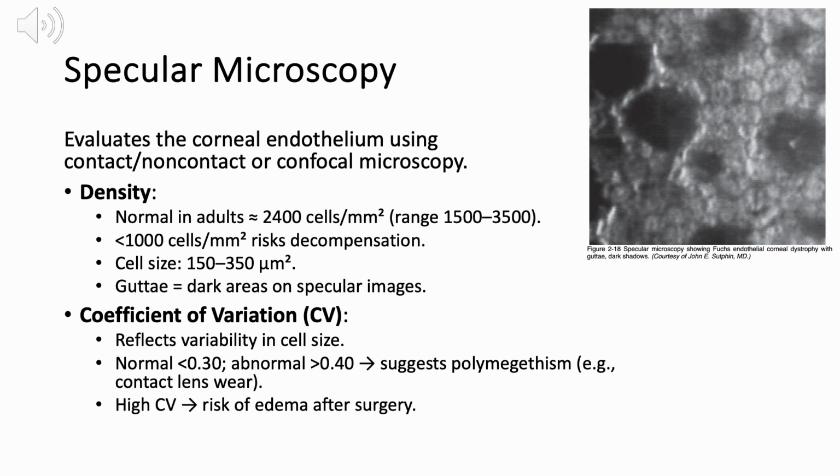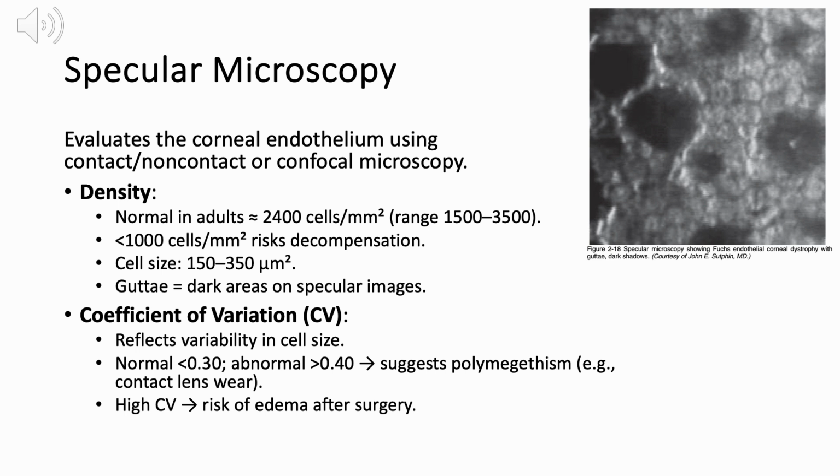A normal adult has about 2,400 cells per square millimeter, with a lower limit around 1,500. If density drops below 1,000, there's a higher risk of corneal decompensation. Cell size ranges from 150 to 350 microns squared, and gouttes, seen as dark areas on the image, indicate endothelial dysfunction. The coefficient of variation reflects how variable the cell sizes are.